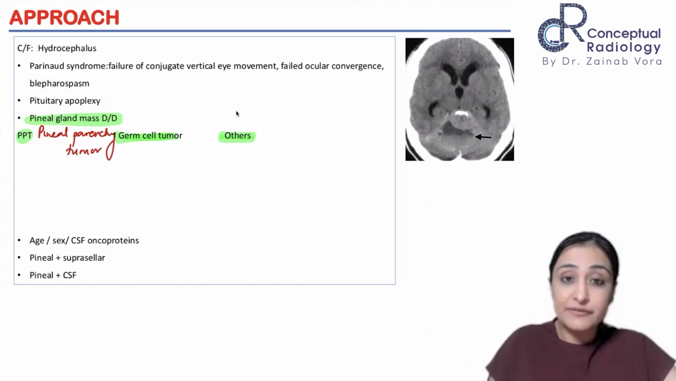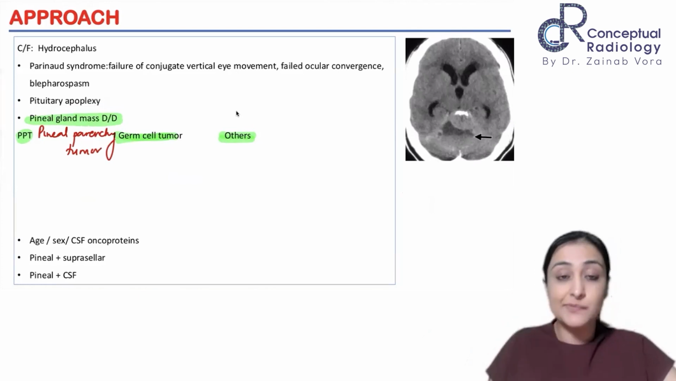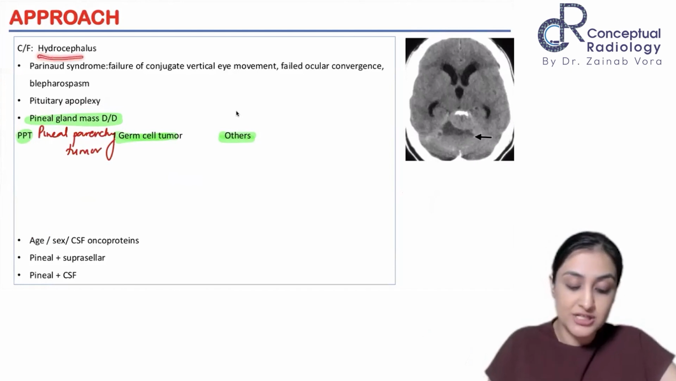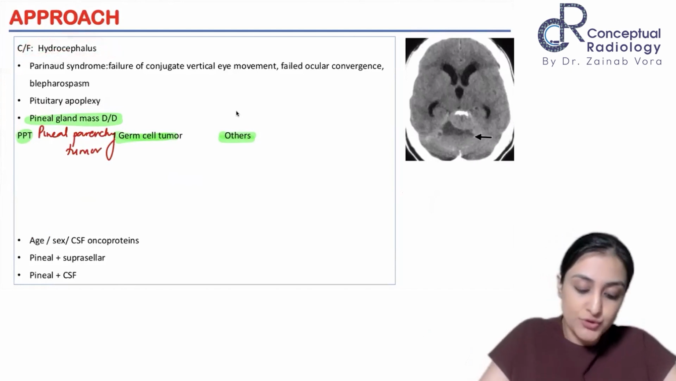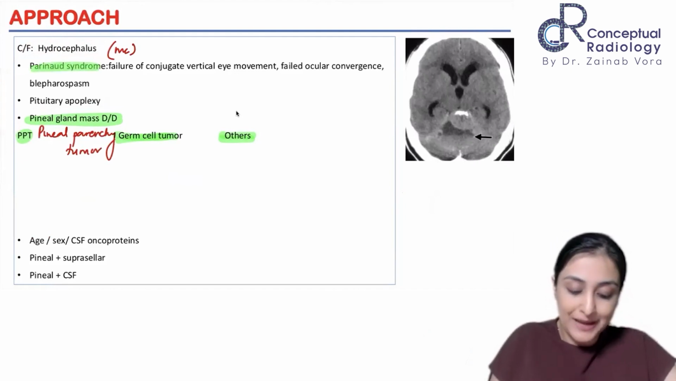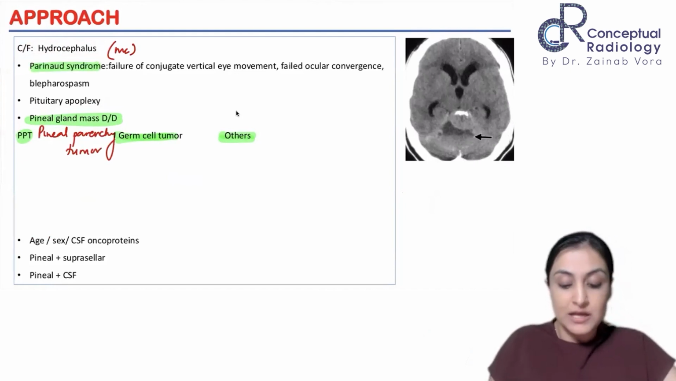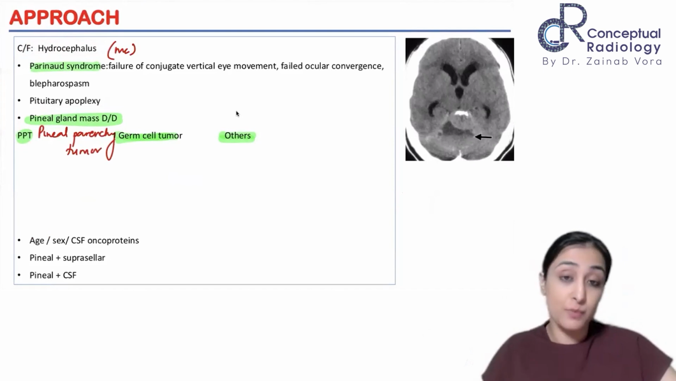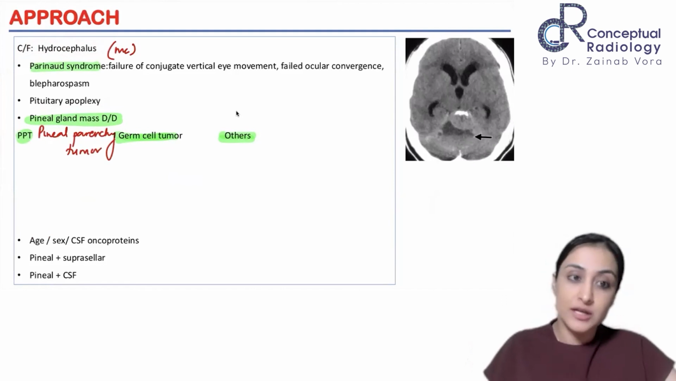As far as the clinical features are concerned, because it's in the posterior wall of the third ventricle, it can block the third ventricle, resulting in hydrocephalus, which is the most common presentation. As we discussed, posterior commissure and tectal plate compression can lead to Parinaud syndrome, which is the conjugate vertical gaze palsy. There will be convergence failure and blepharospasm, all because of the posterior commissure compression.